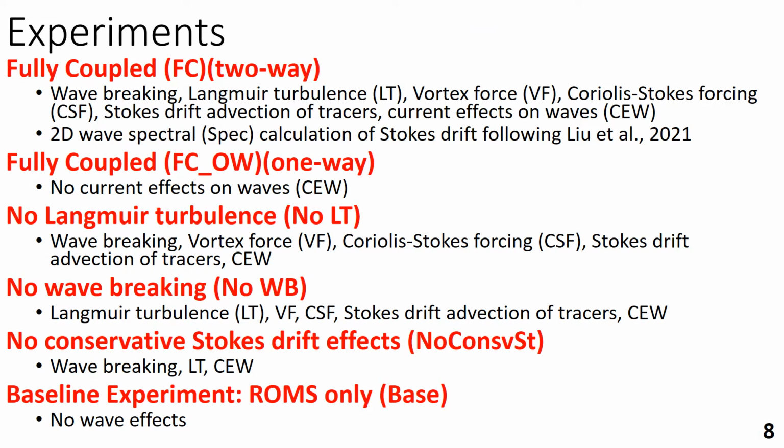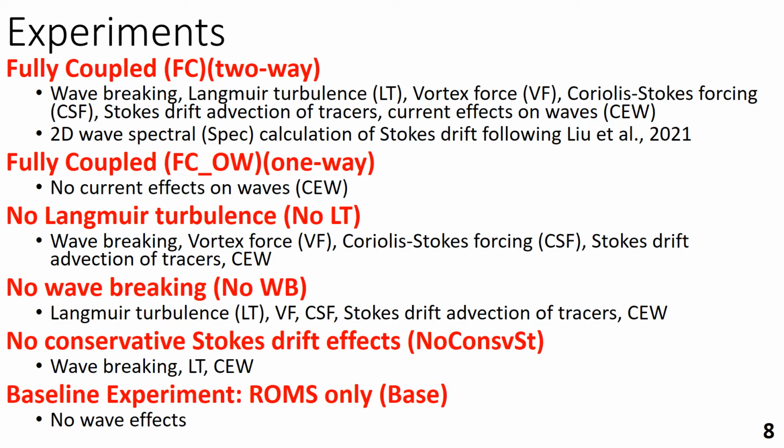Okay, so I used 6 different experiments for my study. There's the fully coupled experiment, or the two-way fully coupled experiment, where I included all the wave effects that I mentioned: wave breaking, the Langmuir turbulence, and then the 3 different conservative Stokes drift impacts. There's the resolved scale vortex force, the Coriolis-Stokes forcing, and also the advection of the tracers due to the Stokes drift. So there's a separate tracer equation that I didn't show and didn't delve into, again due to time constraints and the fact that that's not the primary focus of what I'm doing.